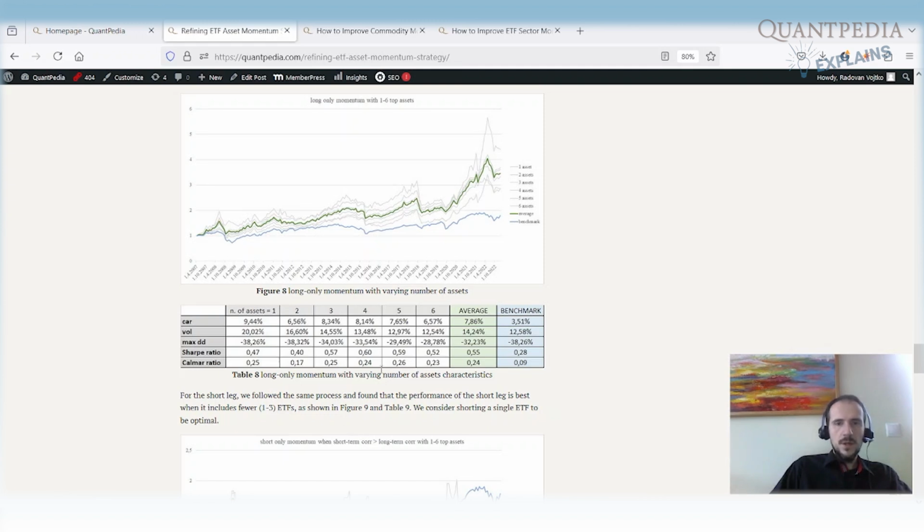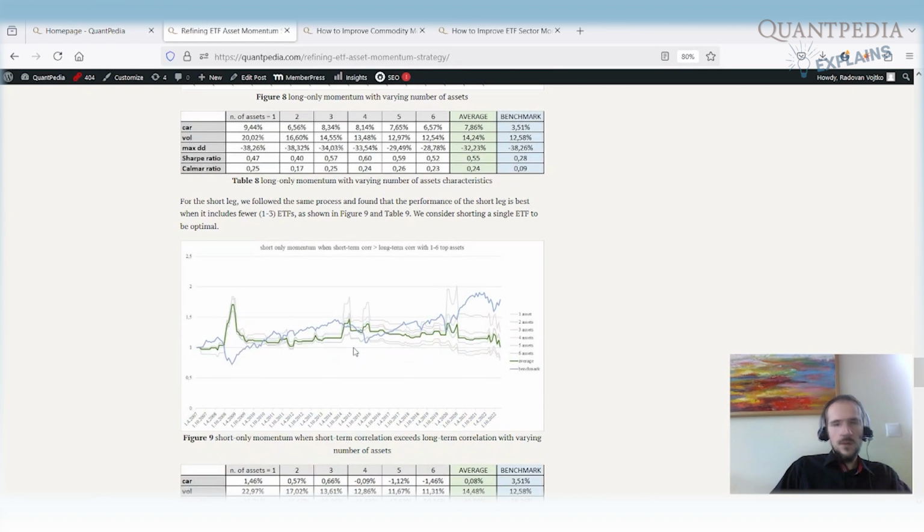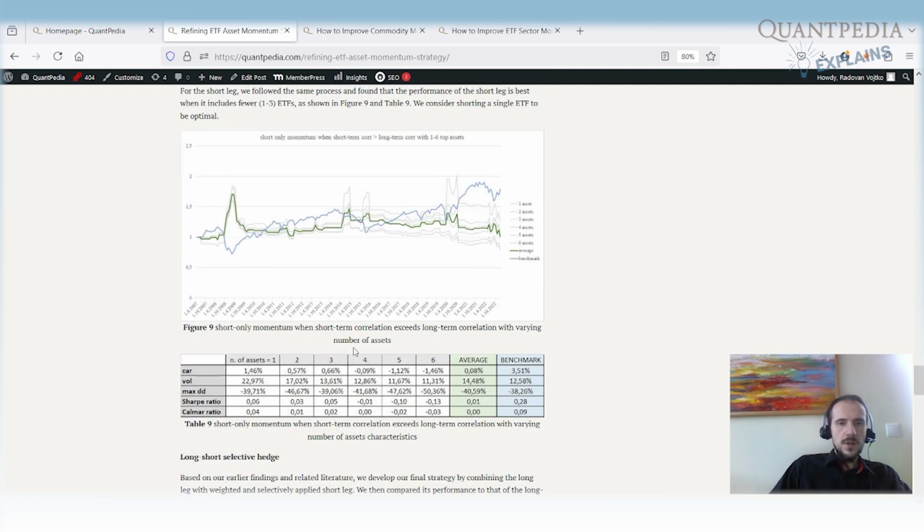So it's better to have like 3 or 4 ETFs in the long leg. Okay, and the question is, how many ETFs should I have in the short leg? In the short leg, it seems that it's better to have fewer ETFs. It's fine to have 2 or 3 or even 4 ETFs in the short leg, but the best is to have just one ETF in the short leg. You have even positive performance when you are shorting just the one worst ETF in the short leg.